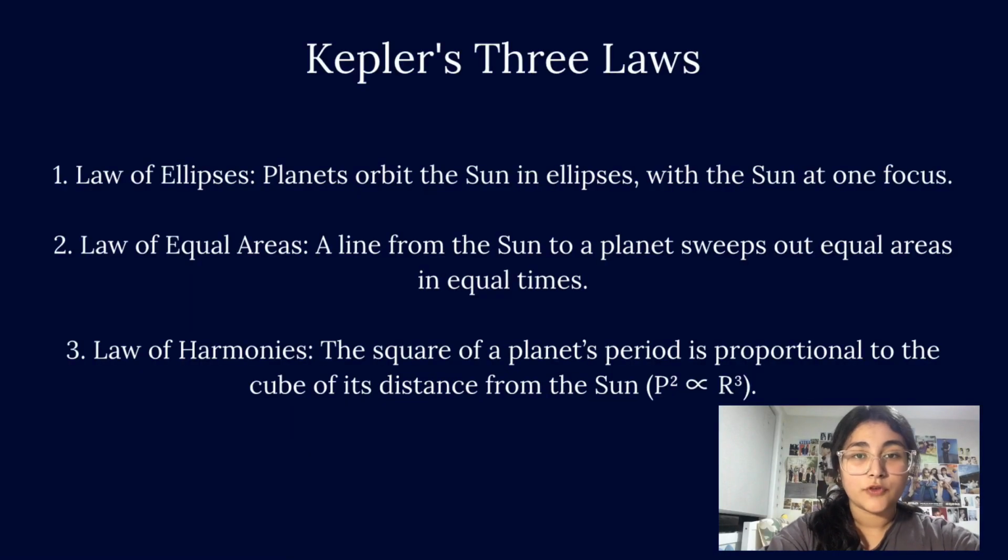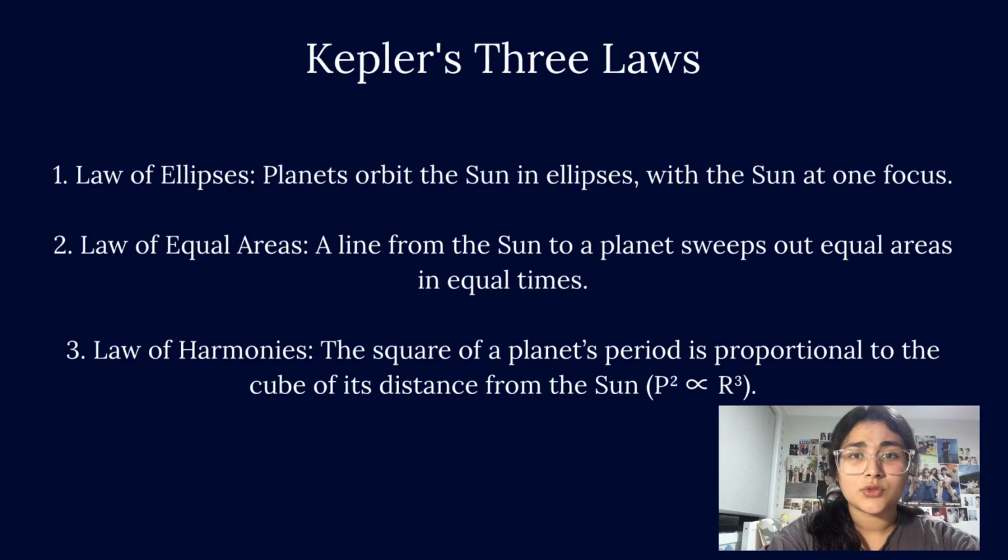Kepler's laws. Kepler's first law is the law of ellipses. It states that all planets move in elliptical orbits, with the Sun located at one of the foci of the ellipse. While we often imagine orbits as perfect circles, they're actually slightly stretched out. This law is groundbreaking because it challenged the long-held belief that planets moved in perfect circles around the Sun or the Earth.